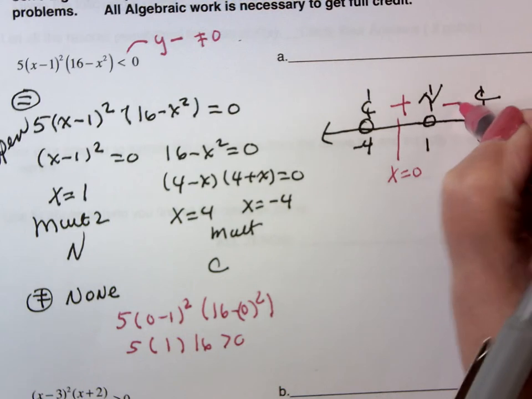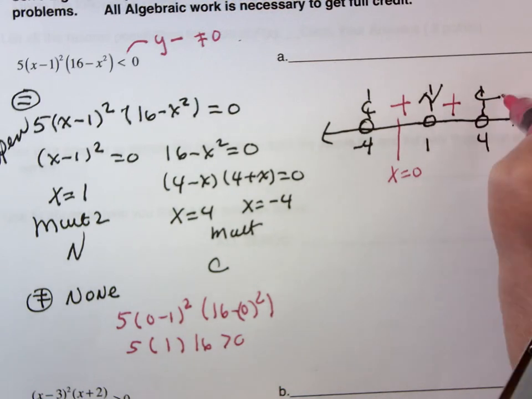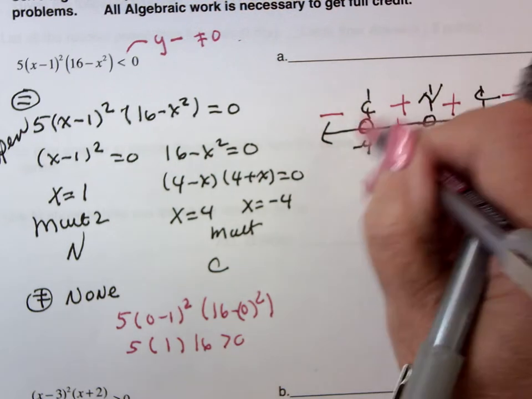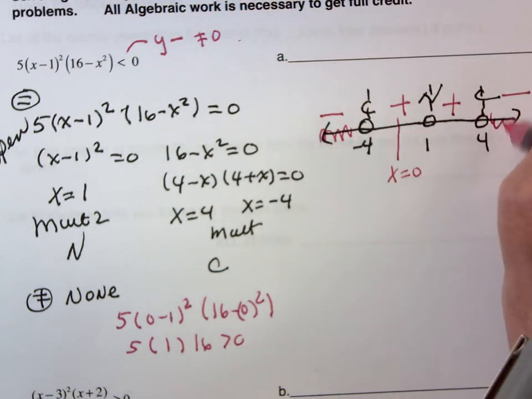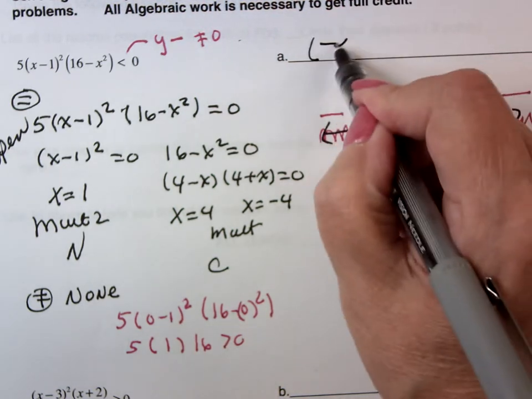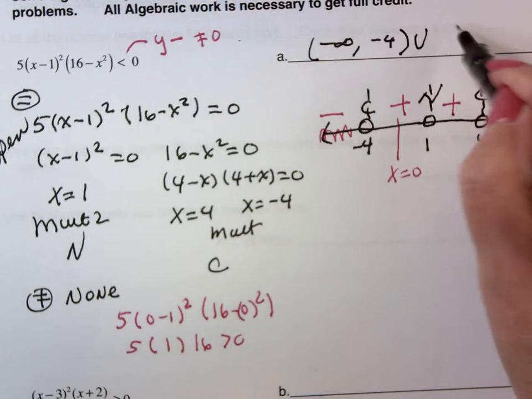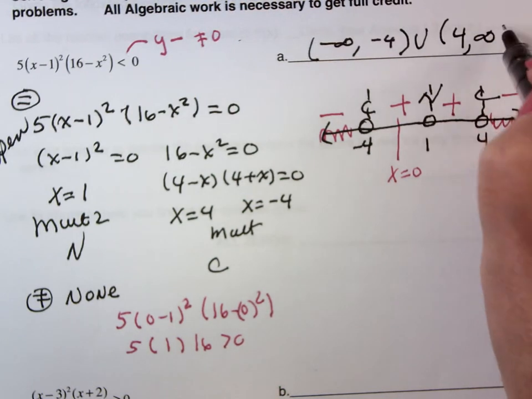No change, positive. Change, negative. Change, negative. And I'm looking for negative, so that's what's on the outside. So my answer is minus infinity, negative 4, not including 4, infinity.